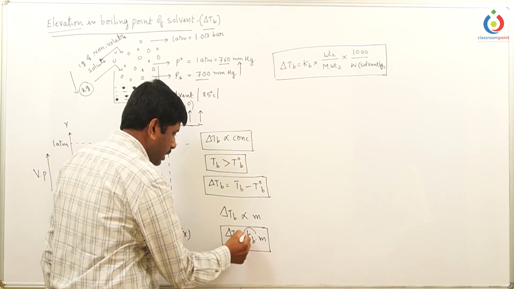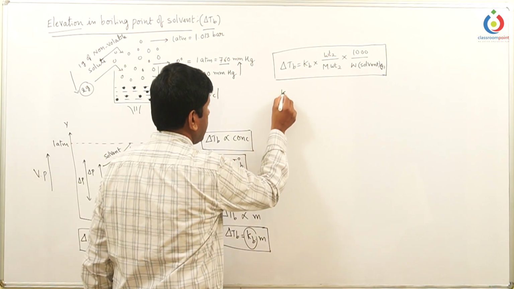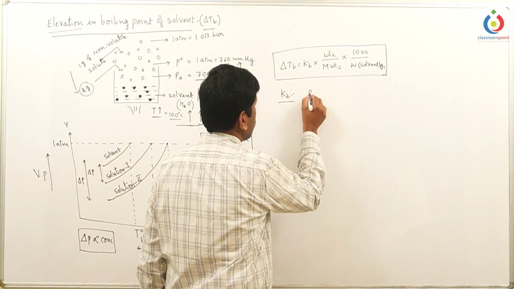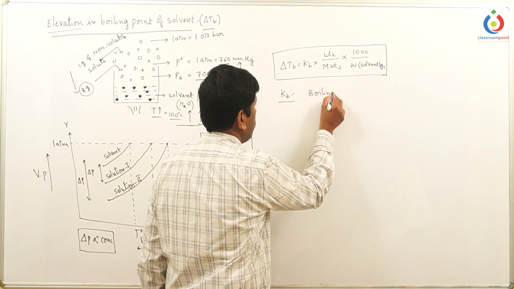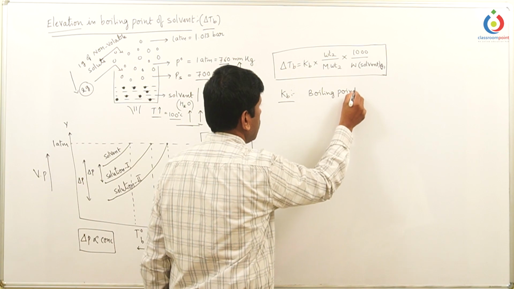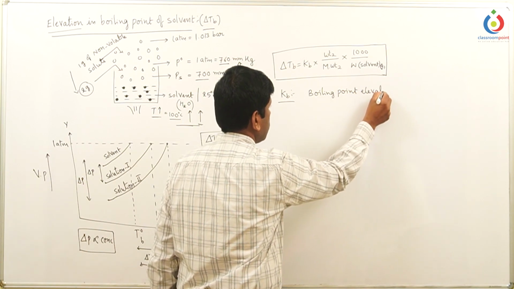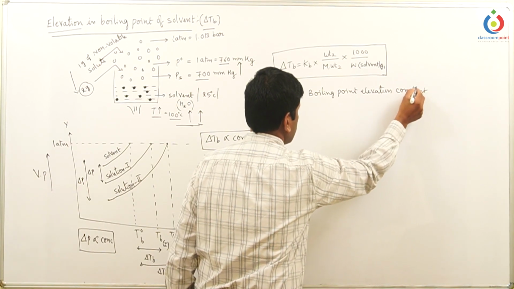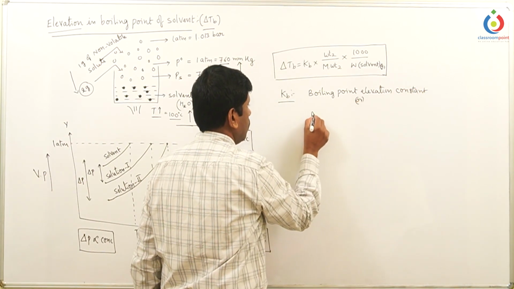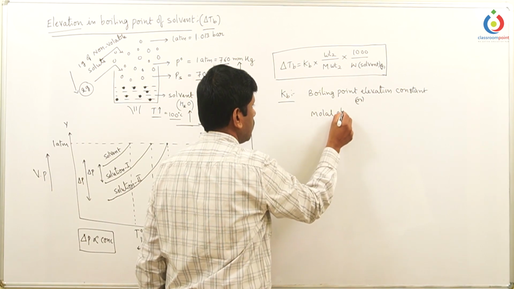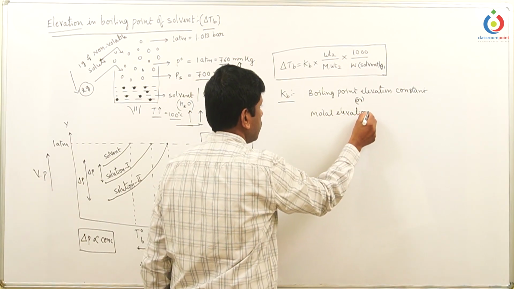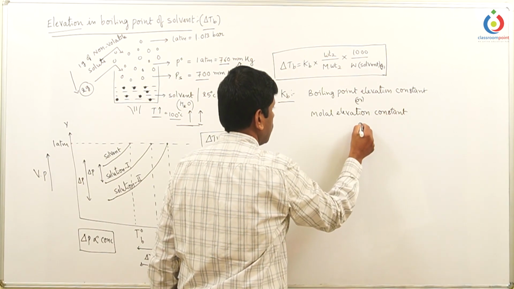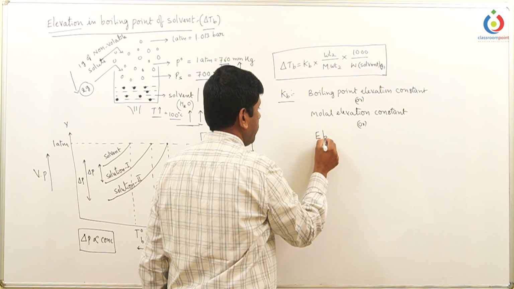So let's define KB. So what is KB now? KB is also known as the boiling point elevation constant, or else molal elevation constant, or ebullioscopic constant.